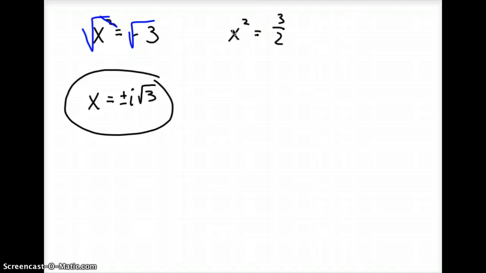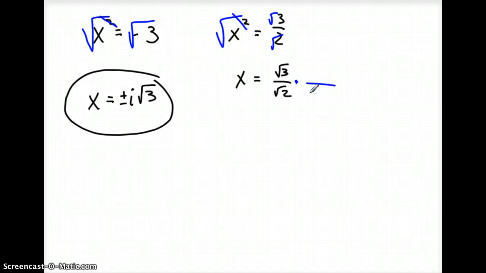Let's see what happens over here. I have to again take the square root, just the square root of top and bottom. So x is going to equal square root of 3 divided by square root of 2. But I'm probably going to ask for radical form in your answer, so you can't have a radical at the bottom, so you have to remember to rationalize. Multiply by square root of 2 over square root of 2. And so going across the top, square root of 3 times square root of 2 is square root of 6.